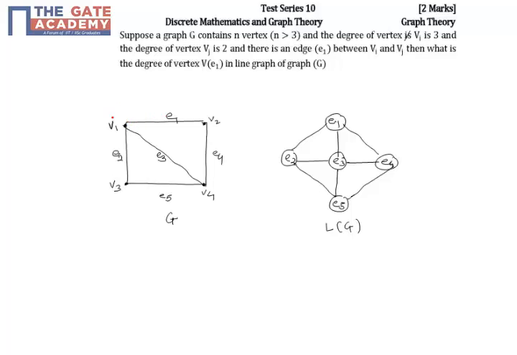Since the degree of vertex V1 is 3, it is shared by 3 edges, that is edges E1, E2 and E3 in the graph G. So, in the line graph, the edge E1 will be adjacent to E2 and E3, that is, the degree of vertex V1 minus 1.